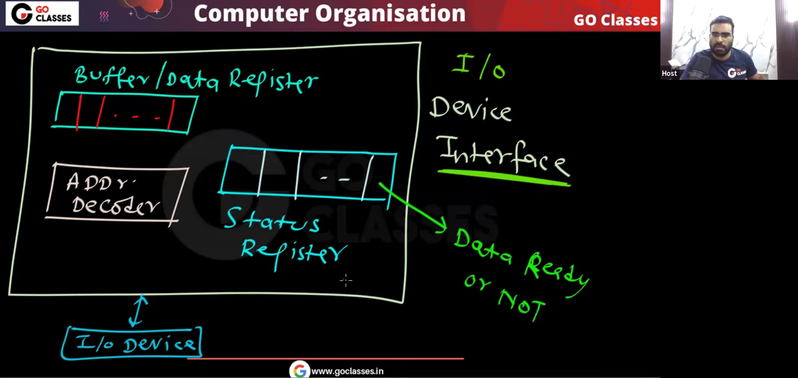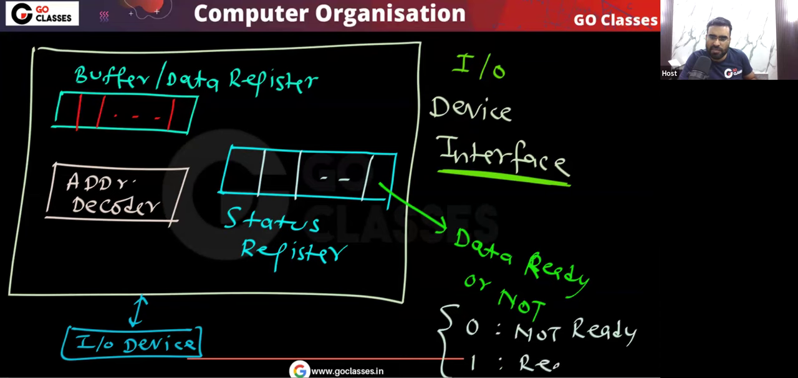Let me know. So now you might be thinking, sir, in the status register, why are we using the other bits? See, data is ready or not, for that one bit is required. If this is 0, for example, it simply means data not ready, device is not ready. Or I can say when this is 1, then it means data is ready. Correct? So for that we only need one bit.